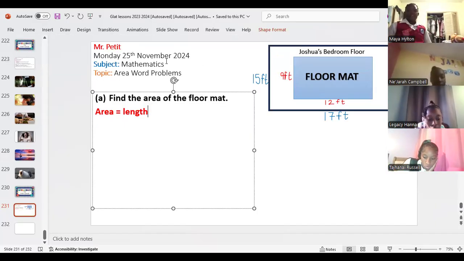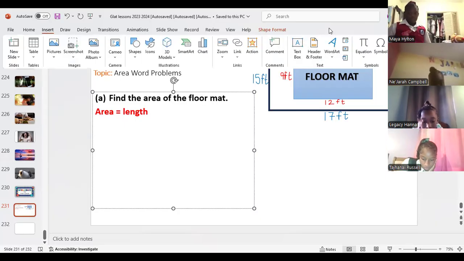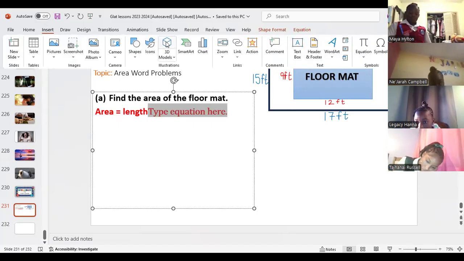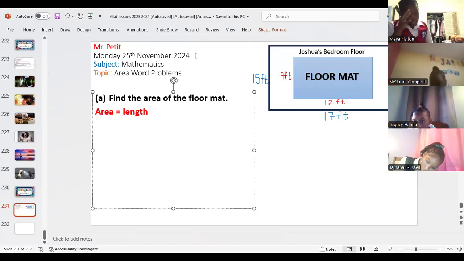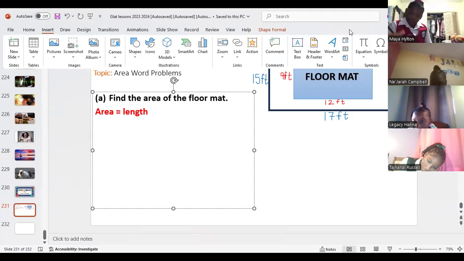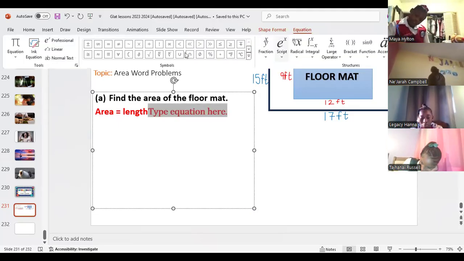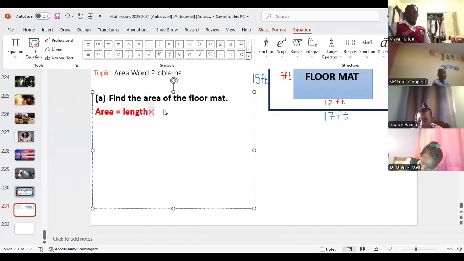Does it have to be a rectangle? Well, this shape is a rectangle. So for a rectangle, the area is length times width. What about a circle? That's a different formula. It's going to be length multiplied by width.